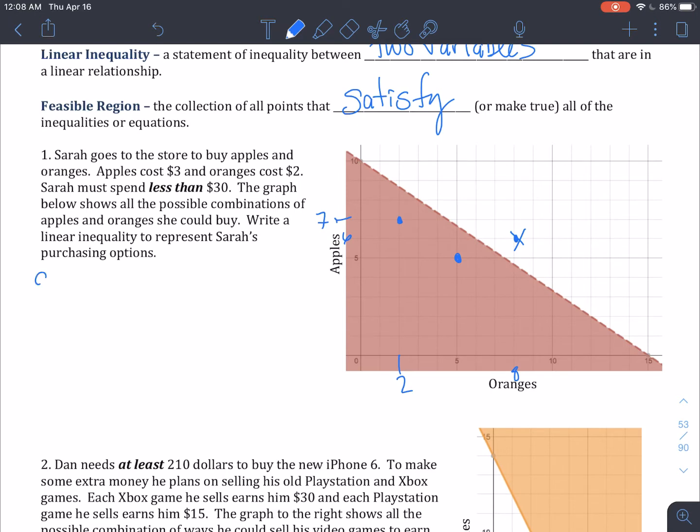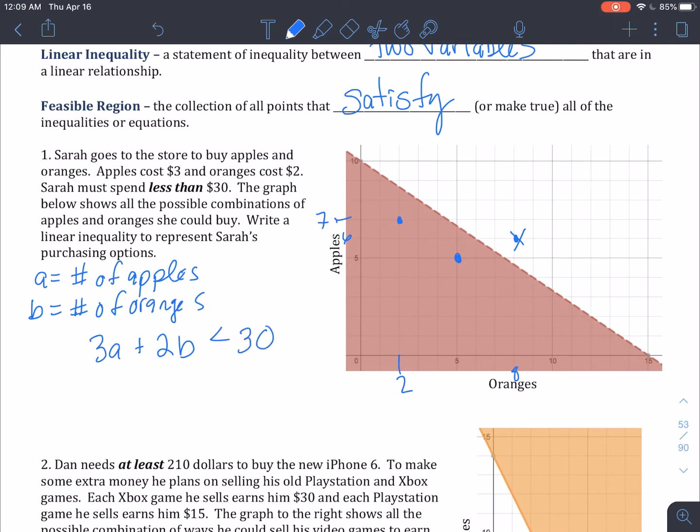So let's define our variables. A equals the number of apples. And please don't let O equal oranges. We're going to let B equal the number of oranges. So this is kind of in a standard form setup, like some of the word problems we did with just equations before. So we've got 3A plus 2B, and that's got to be less than 30. We're going to talk about how we can go from this inequality to this graph in a moment, but we can see the inequality and a visual that represents all the possibilities. This shaded region is what we call the feasible region.